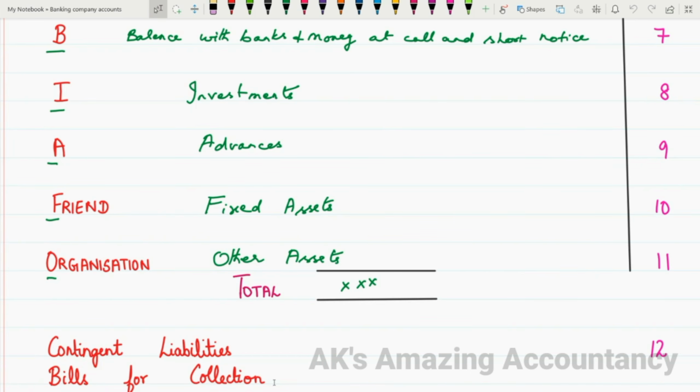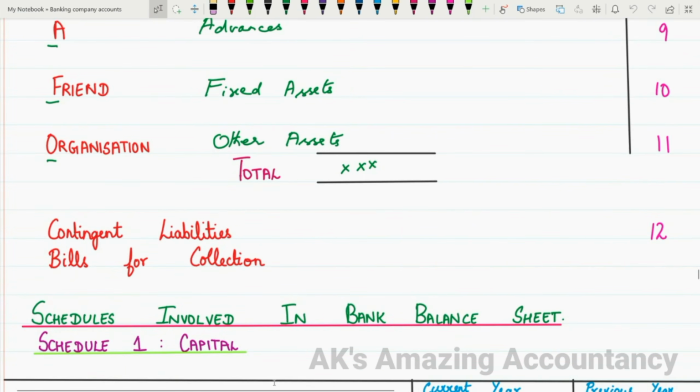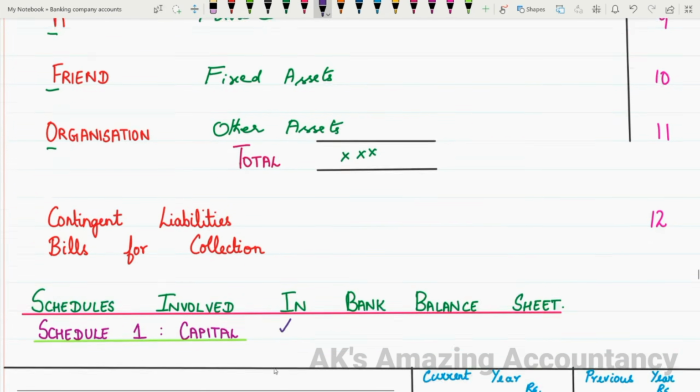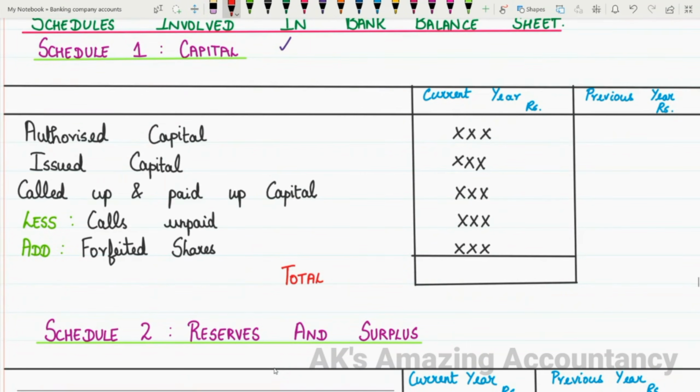Now, let us proceed with the contents of the various schedules. So, schedules involved in the bank balance sheet. To begin with, we have the first schedule. What is Schedule 1? Schedule 1 is for capital. So under capital, we'll be entering authorized capital. Before that, I should tell you something.